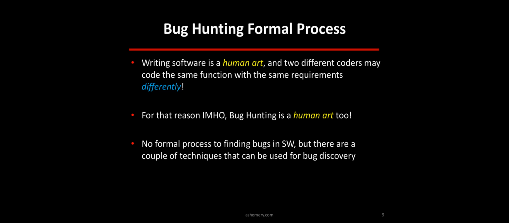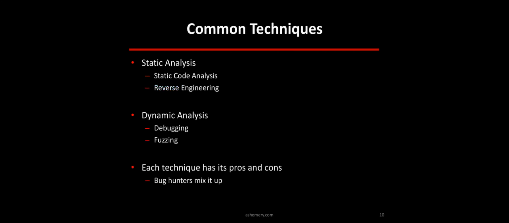So, is there a formal process for finding bugs in software? I would say there isn't, but there are a couple of techniques. If we mix and match them together, we will get a good lead on bug discovery. The common techniques are divided into two main subcategories: one is static analysis, and the other is dynamic analysis. By the way, each one of them has its pros and cons.